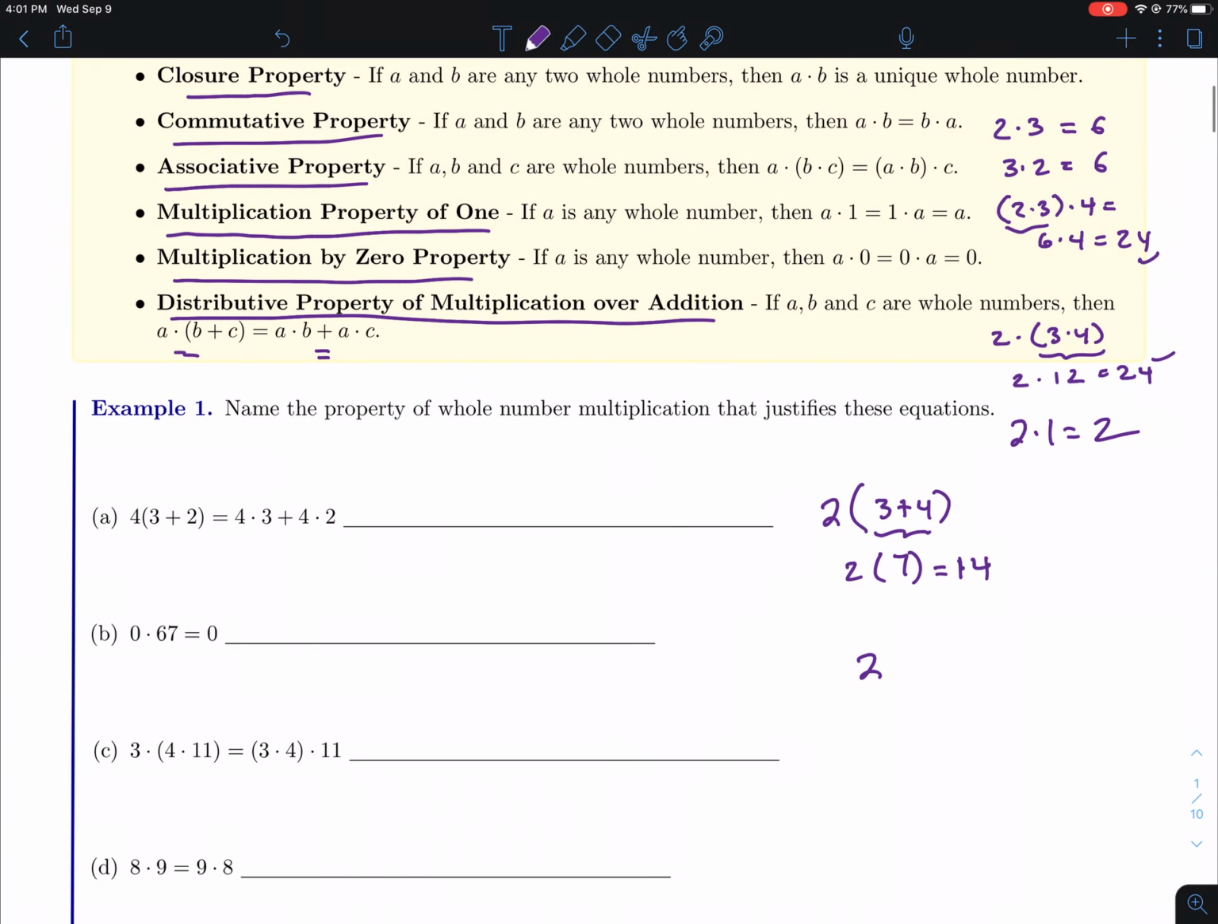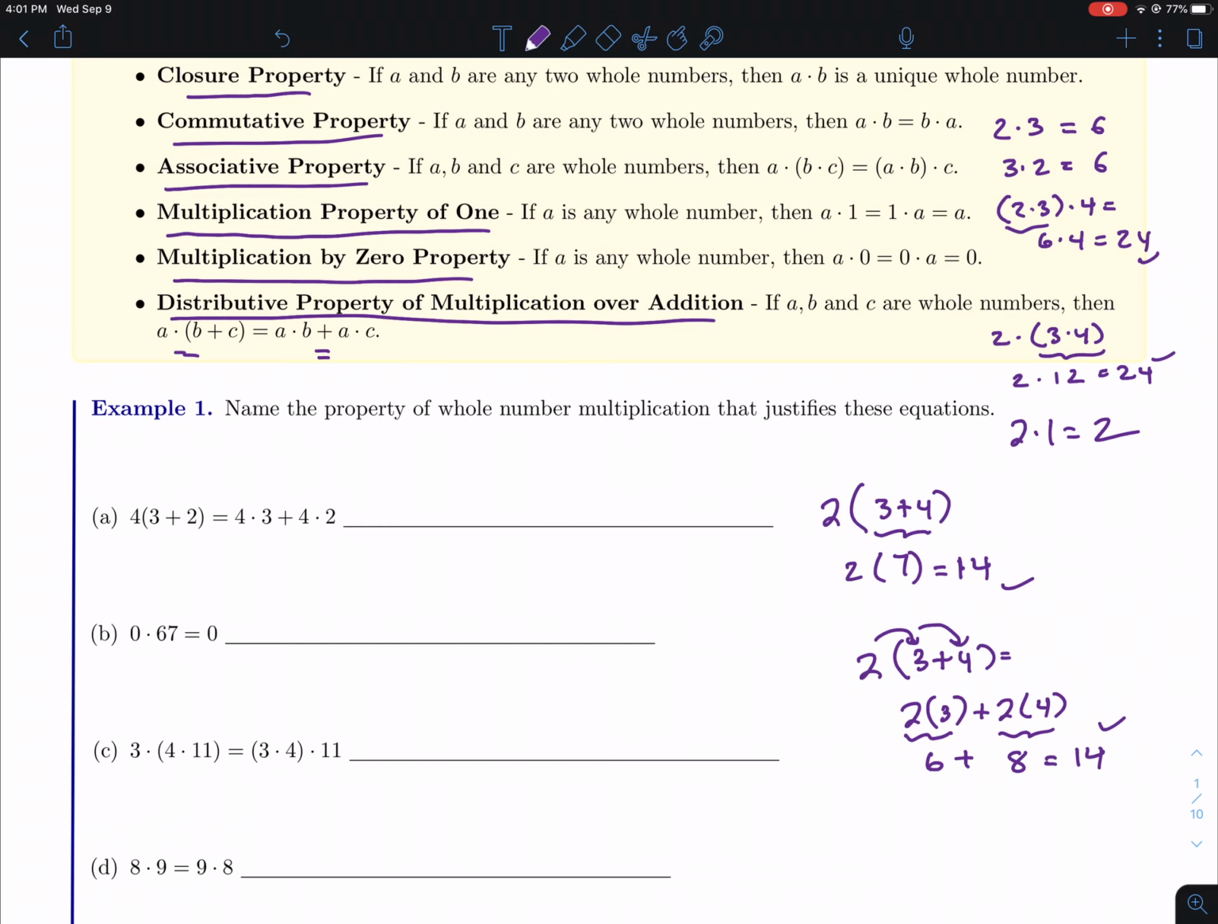Or what I could do is actually distribute the 2 first, in which case that'll give me 2 times 3 plus 2 times 4. So 2 times 3 is 6, plus 2 times 4 is 8, and 6 plus 8 gives me 14. So luckily they both worked out in this case. Again, it gives you a way that you can pick and choose how you want to do these. You can do the addition first, then the multiplication, or the multiplication first, then the addition.